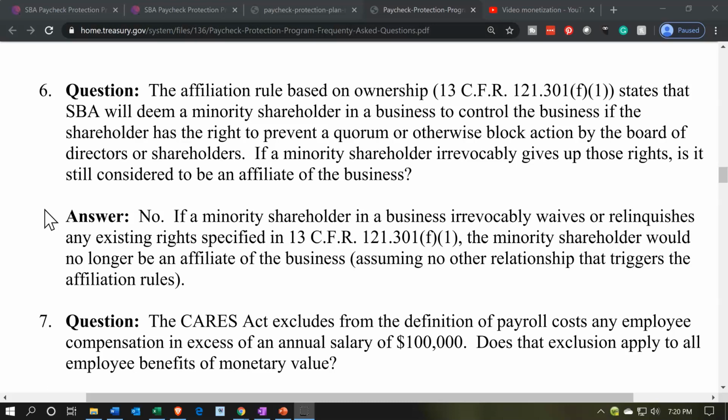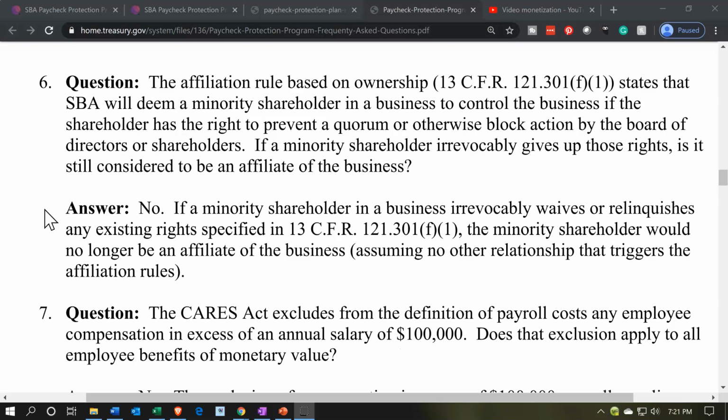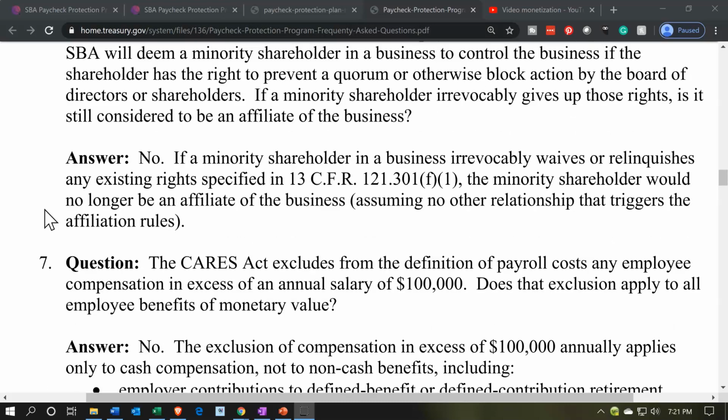Question: the affiliation rule based on ownership, 13 CFR 121.301(f)(1), states SBA will deem a minority shareholder in a business to control the business if the shareholder has the right to prevent a quorum or otherwise block action by the board of directors or shareholders. If a minority shareholder irrevocably gives up those rights, is it still considered to be an affiliate of the business? Answer: no. If a minority shareholder irrevocably waives or relinquishes any existing rights specified under 13 CFR 121.301(f)(1), the minority shareholder would no longer be an affiliate of the business, assuming no other relationship that triggers the affiliation rules.